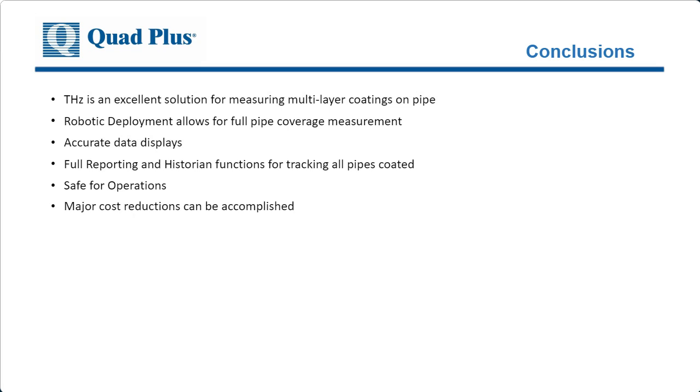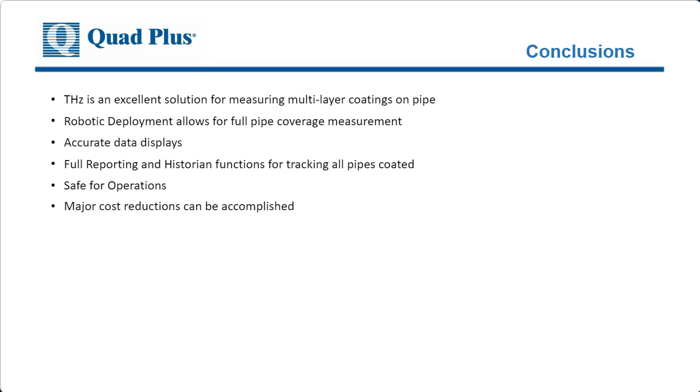So operations, process control, and management can go back and look at the history of any pipe. You get a customer complaint, they can go back, pull that pipe number up, and they can see how that pipe was coated. It's safe for operations as well. There's no nuclear, no ionizing radiation. The sensor is fully safe to work around for operations.